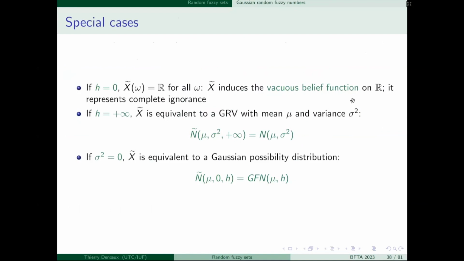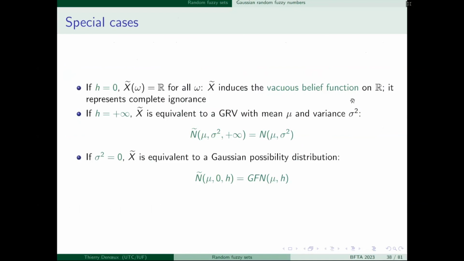If H is infinite, the precision is infinite, then the Gaussian possibility becomes a point, and now it becomes a mode, and the mode is random. So this is equivalent to the Gaussian random variable with parameters mu and sigma squared. Okay, so when the precision is infinite, you get the Gaussian random variable. And if the variance is 0, then the mode is constant, so it is a Gaussian possibility distribution.